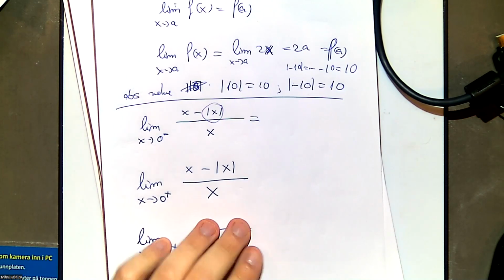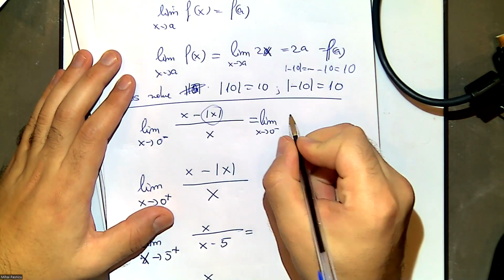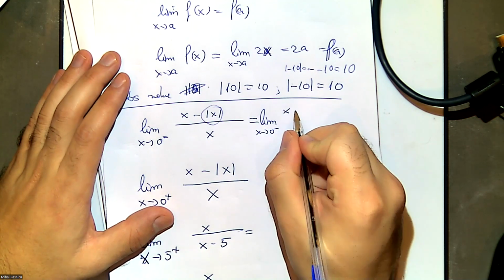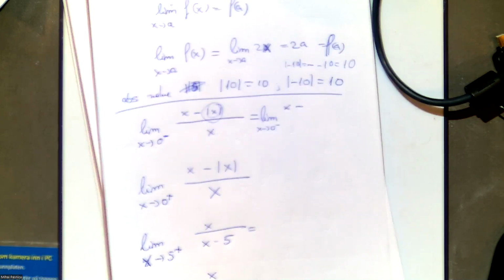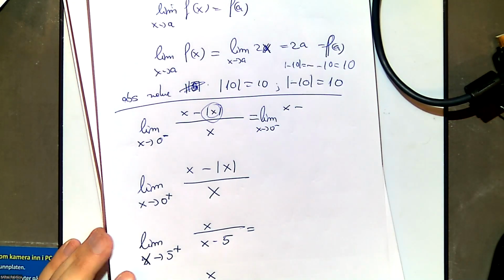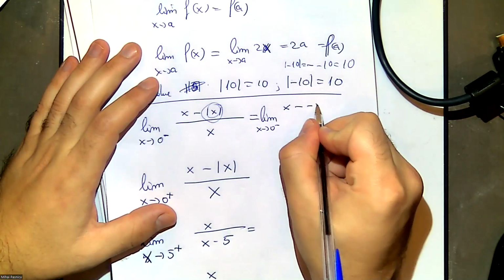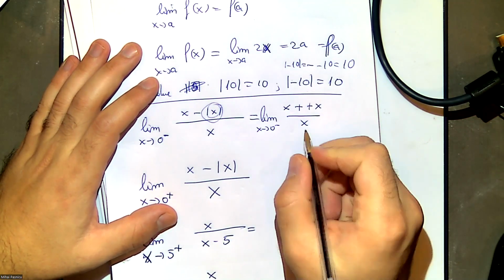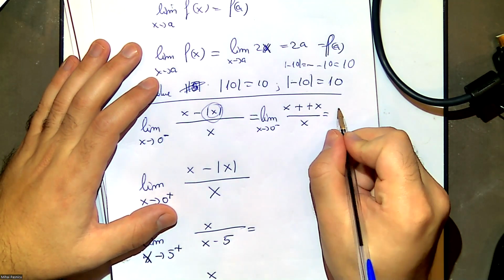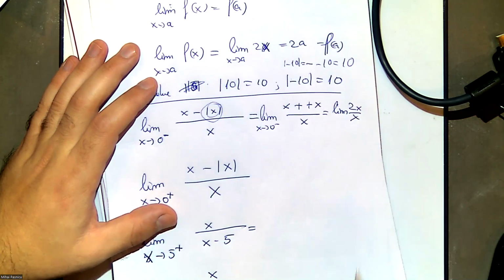So if I just replace here, again, not changing anything, the limit when x goes to 0 with a minus is x. This absolute value is the absolute value of a negative number, right? Because it comes to 0 from the negative side. So the absolute value of it is minus x. Minus x over x, right? This becomes plus. So this is just the limit of 2x over x.